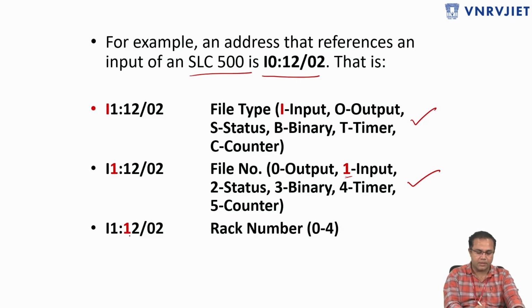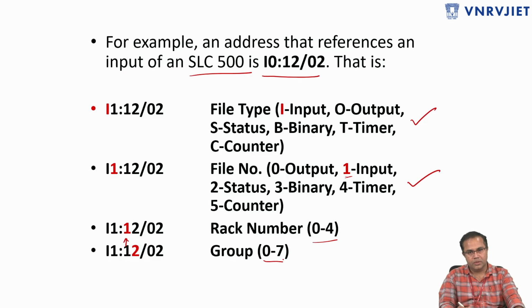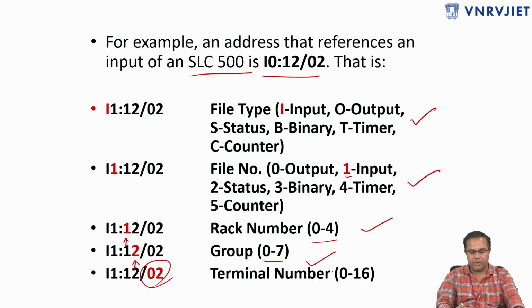Now coming to the third digit, this 1 indicates the rack number. Here you can see there are racks 0 to 4 available, so this input belongs to rack 1, right? Next digit is the group. There are 0 to 7 groups, and this belongs to group 2. So as of now, we have input, rack number 1 and group number 2, right? And the last digit is the terminal. In this group there are 0 to 16 terminals maximum, so the 02 means it's the second terminal.